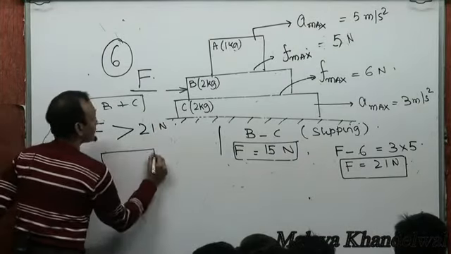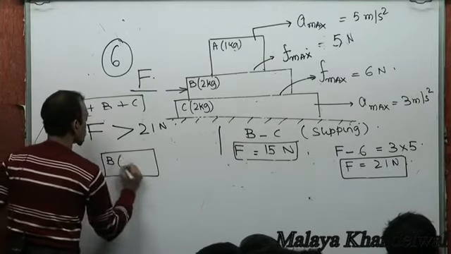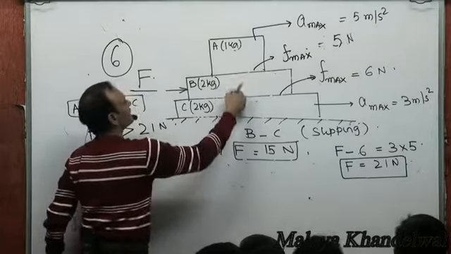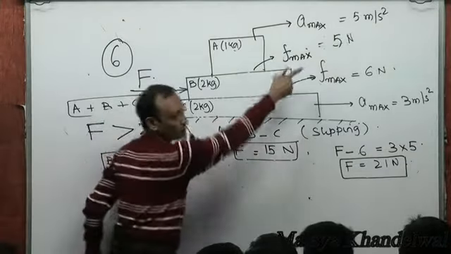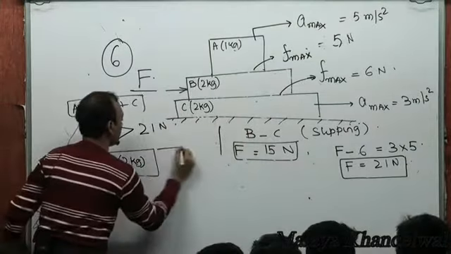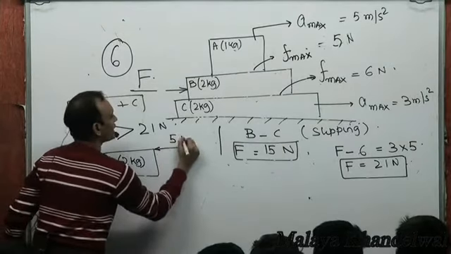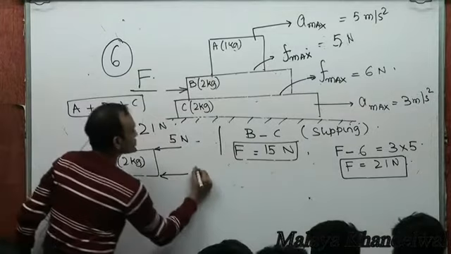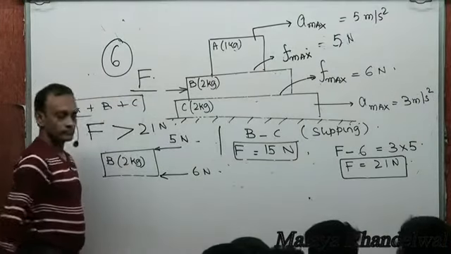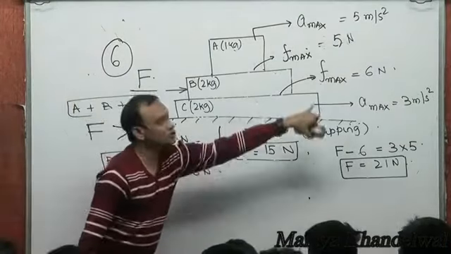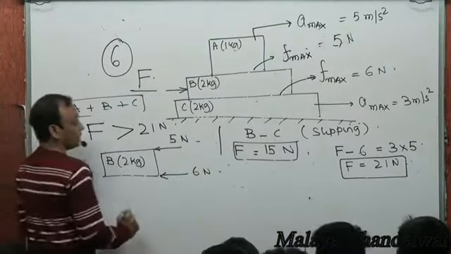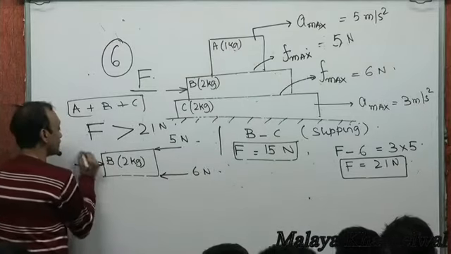Look at the free body diagram of B, which is 2 kgs. Frictional force that B will exert on A from 21 newton onwards would be 5 newtons. So A will exert on B an opposite, 5 newtons to the left. C will exert on B an opposite, 6 newtons to the left. Because B will exert on C 6 newtons to the right, C will exert on B 6 newtons to the left. And F is the force that I apply on B.